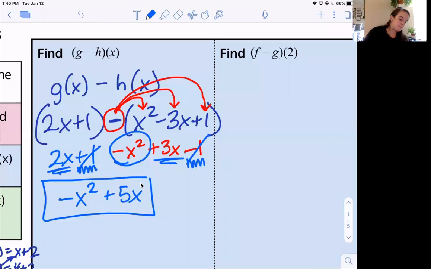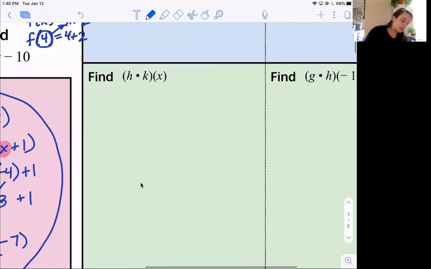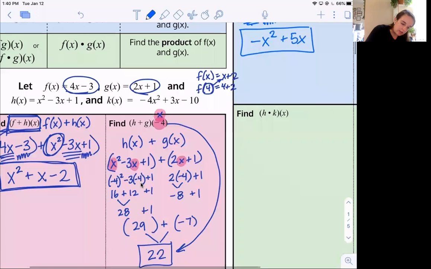Awesome. Let's do one multiplication. Let's not do H and K though. So if you printed it out, go ahead and cross out H and K. We're going to do G and H. So G times H of X. Like that. G times H.